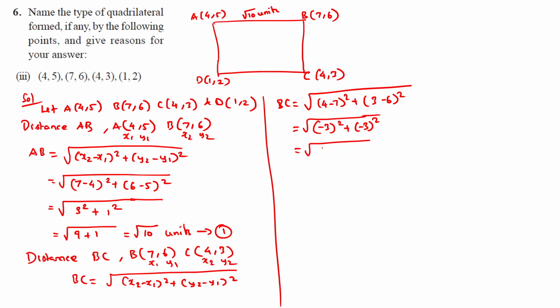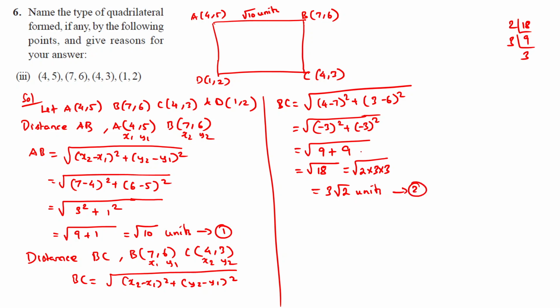So minus 3 into minus 3 is 9. Similarly 3 square is also 9. We will have root 18. Root 18 can be further simplified as, we can cut it by 2. 9 2s are 18, 3 3s are 9. So this can be written as 2 into 3 into 3. We are having a pair. So we can take one outside. So 3 under root 2 units. So take this equation 2. So now we found the distance of BC as 3 root 2 units.